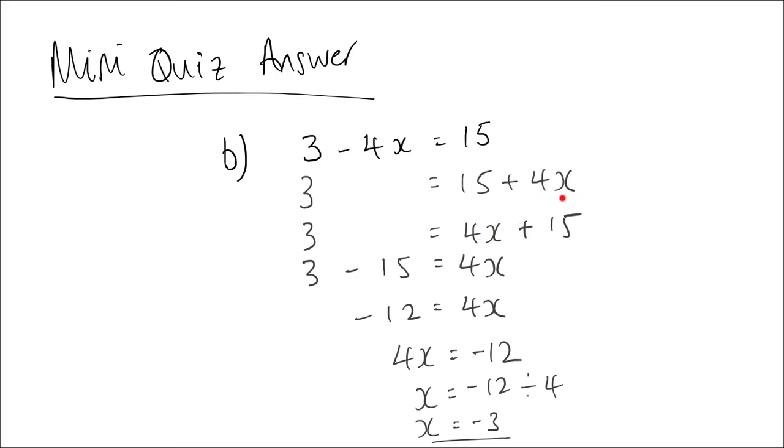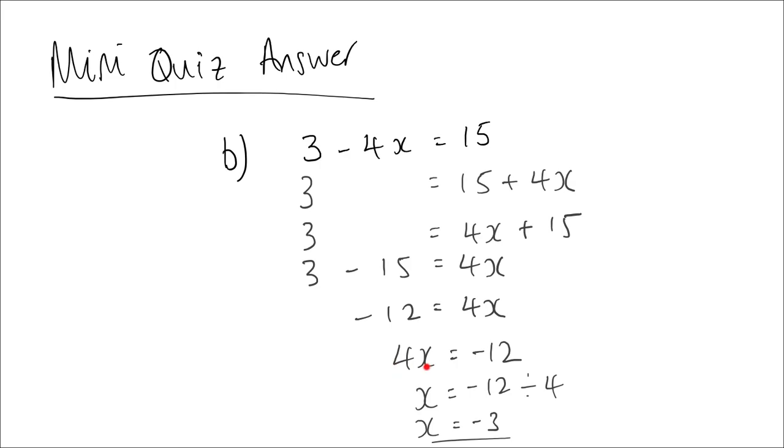Next step, let's move the plus 15 onto the other side. So then it's 3 minus 15, and that gives us 4x. We can simplify 3 minus 15, and that gives us minus 12, and it still equals the 4x. And then again, just for convention, the x tends to be written on the left-hand side. So all I've done is I've swapped these round. So 4x equals minus 12, just as minus 12 equals 4x.